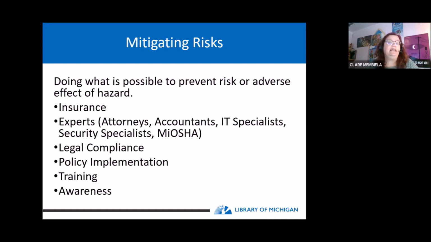Making sure you're legally compliant with all of those things you have to be compliant with. Luckily, with libraries, it's not a huge amount of legal compliance. Privacy, as I said, workplace safety, employment things, the constitutional things. Those are all things you want to make sure you're in compliance with. Then there's your policy implementation. Is the policy being implemented correctly?